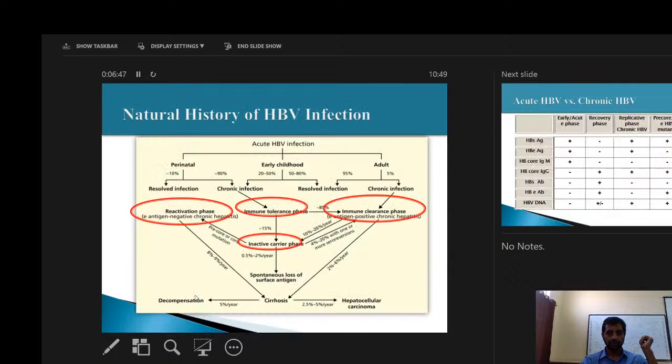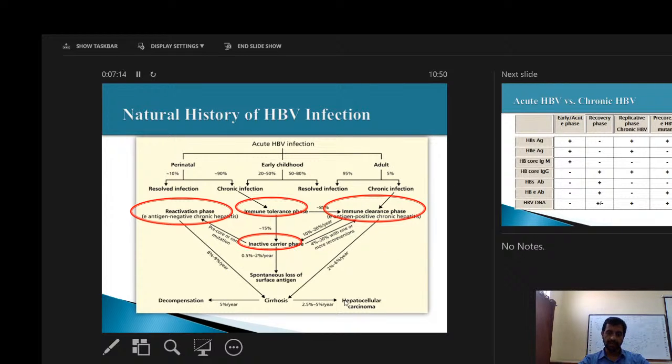So here we'll see in this slide. Whereas perinatal infection directly proceeds to the immune tolerant phase, an adult infection directly proceeds to the immune clearance phase, not the immune tolerant phase. So this immune tolerant phase in children can proceed to the immune clearance phase. From this, because of the ongoing inflammation, the patient will have cirrhosis. But where does this patient go from here? So he may go to the inactive carrier state.